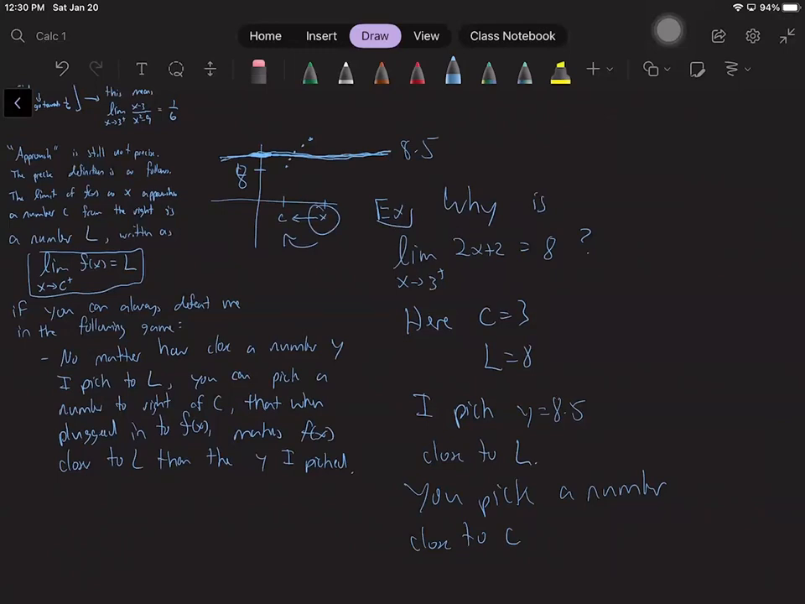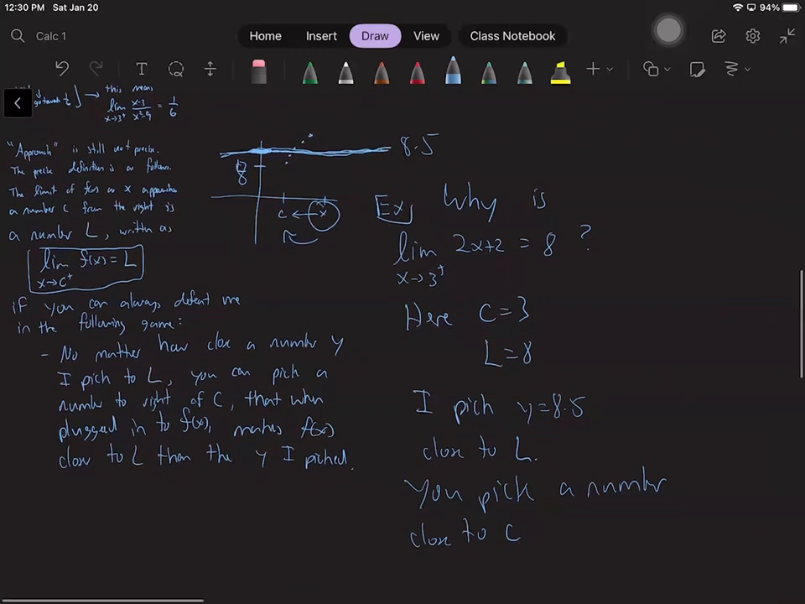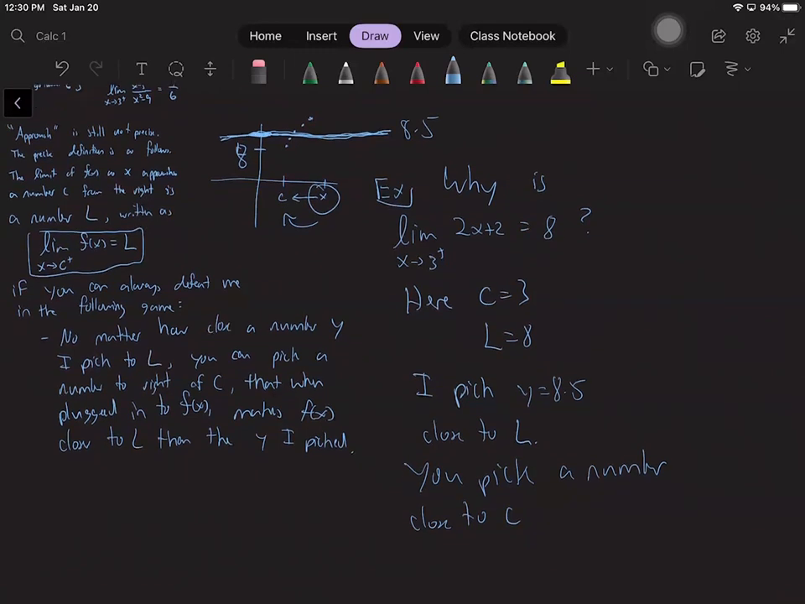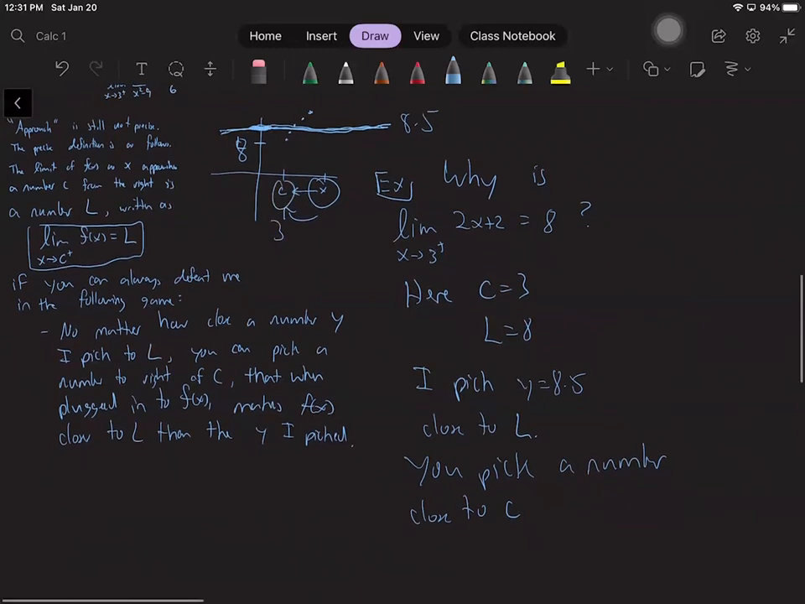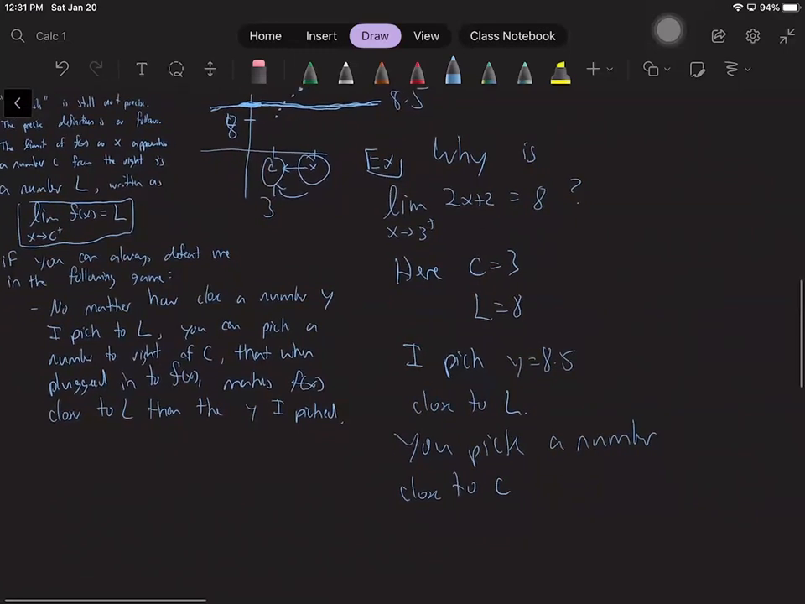And you say, well, all I have to do is pick something very close to the number c, which in this case is 3, and plug it in, and then you will beat me. You will get closer to 8 than 8.5. Okay, so how about you pick, I don't know, 6. No, sorry, not 6. That's too far probably. Let's pick how about 3.25. Okay, so you pick a number.